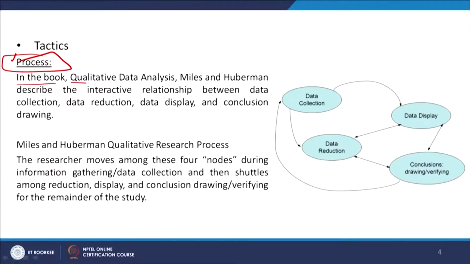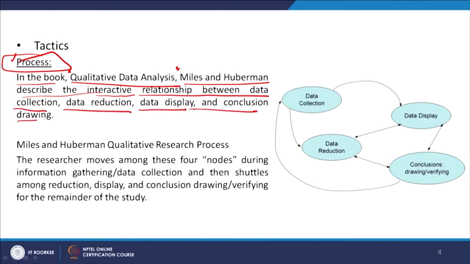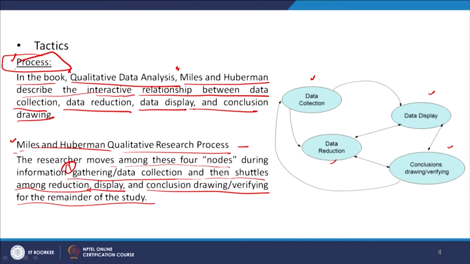In the book Qualitative Data Analysis, Miles and Huberman have described the interactive relationship between data collection, data reduction, data display, and conclusion drawing. These four stages are the process of data synthesis. In the qualitative research process, the researcher moves among these four stages, or four nodes, during information gathering and data collection, and then shuttles among reduction, display, and then conclusion drawing or verifying for the remainder of the study. So first is data collection and gathering, then reduction and display, which are two stages, and the fourth stage is the conclusion.